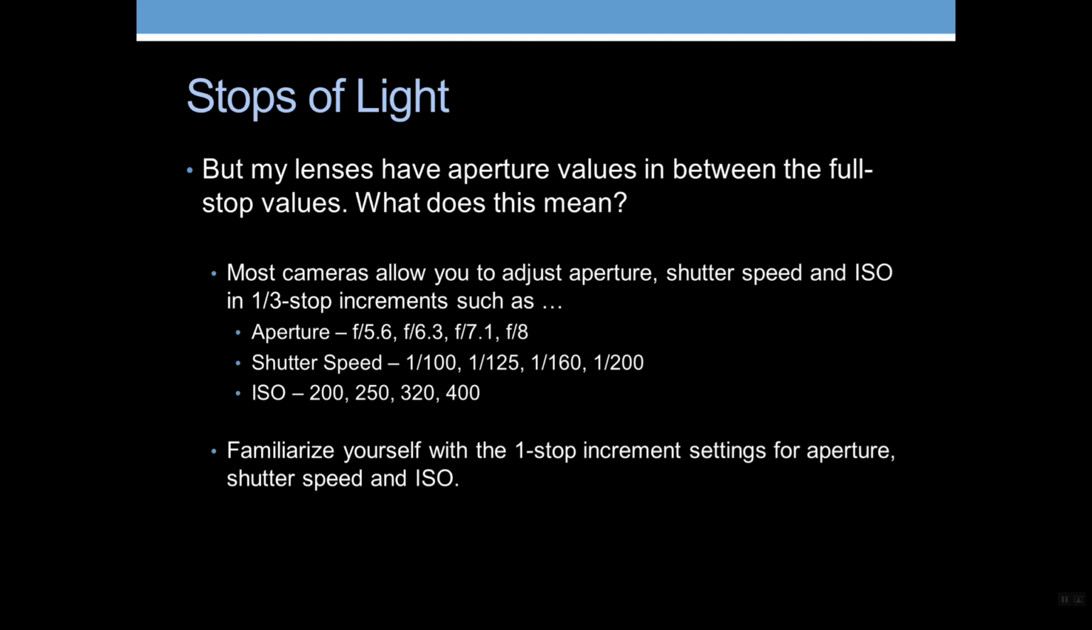And if it helps you, if you need to close down or open up by a stop, you can just count by threes if you're going in between the full stop increments. And that may make it easier for you to say, oh, okay, I need to adjust by one stop, then go one click, two clicks, three clicks. That would be a full stop. So familiarize yourself also with the one stop increment settings for all of the exposure controls, the aperture, the shutter speed, and the ISO. Doing so will make your life much easier.